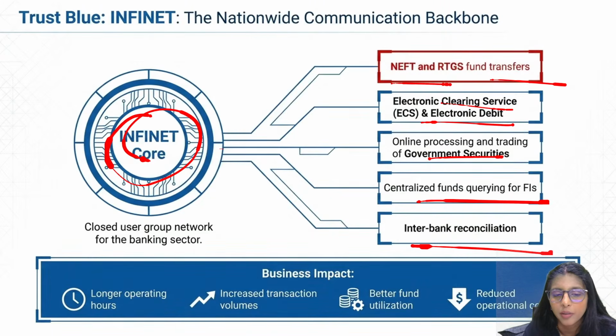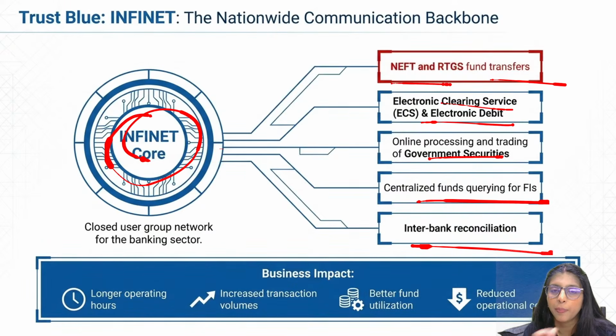Basically, data travels via the INFINET highway. Messages are sent securely using SFMS. SFMS is basically the system through which messages are sent. SFMS is a delivery truck, you can say. The full form is Structured Financial Messaging System. It sends secure and encrypted financial messages, like a truck carrying a sensitive parcel safely.